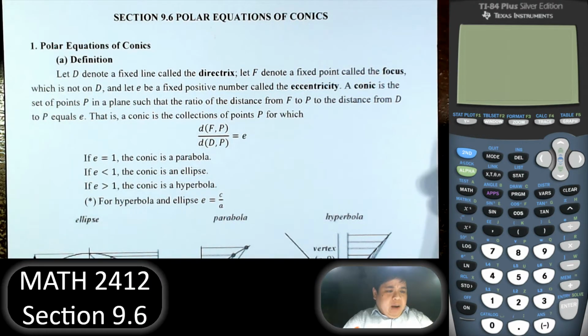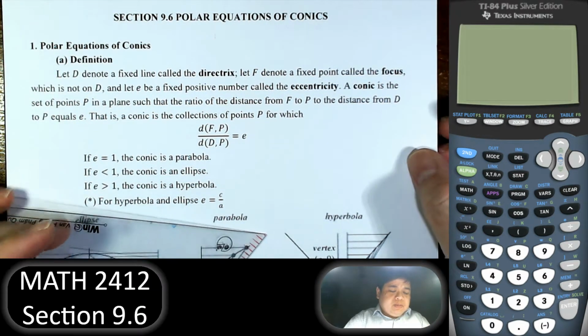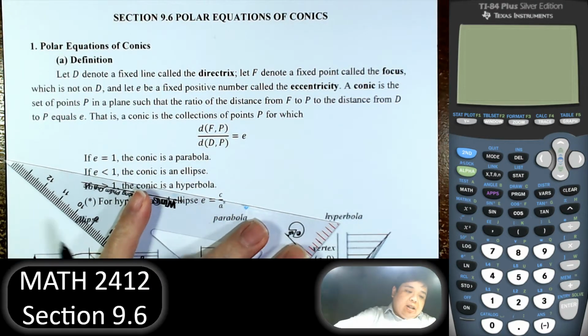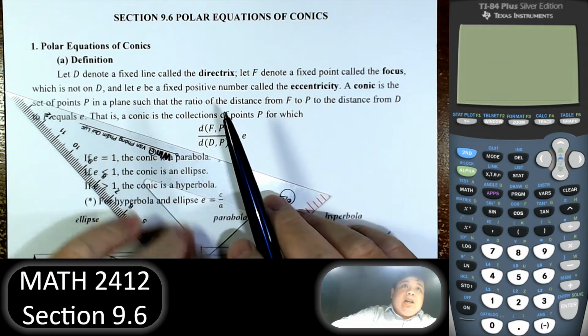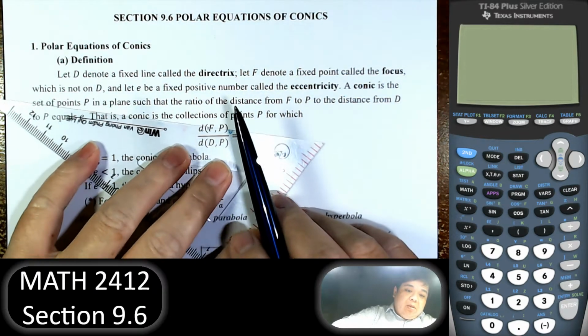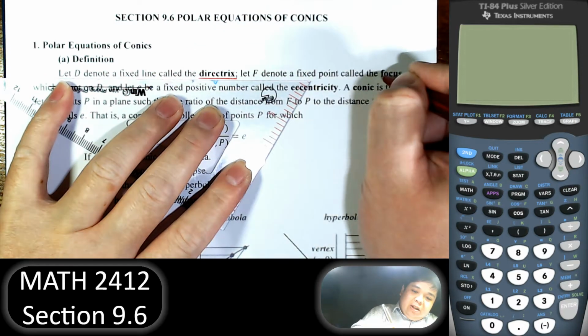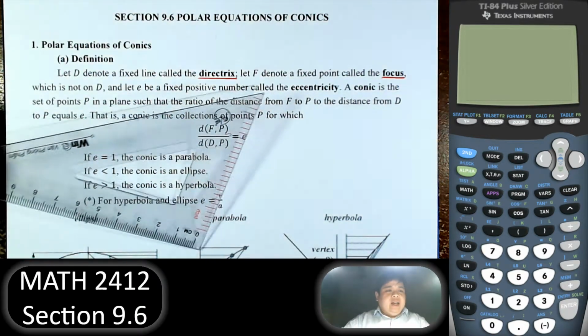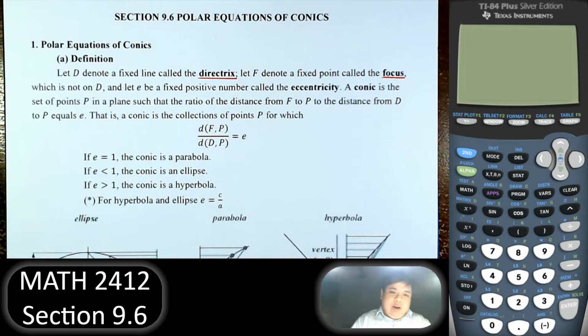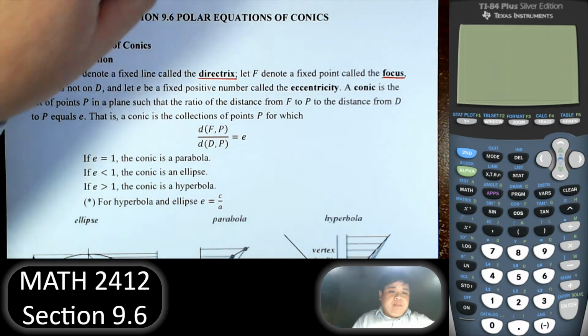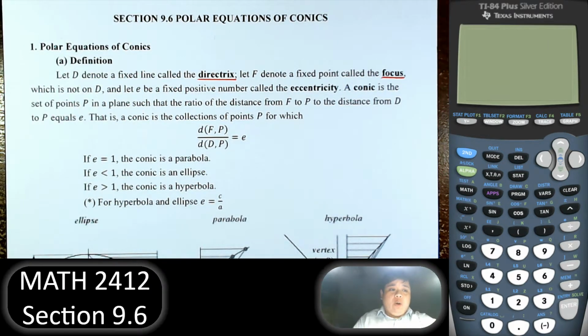Actually, before that, let's take a look at the conic section defined based on the directrix and the focus. Before, we said only the parabola has a directrix and a focus, right? Yes, but now actually all of the conic sections have a directrix and focus too.